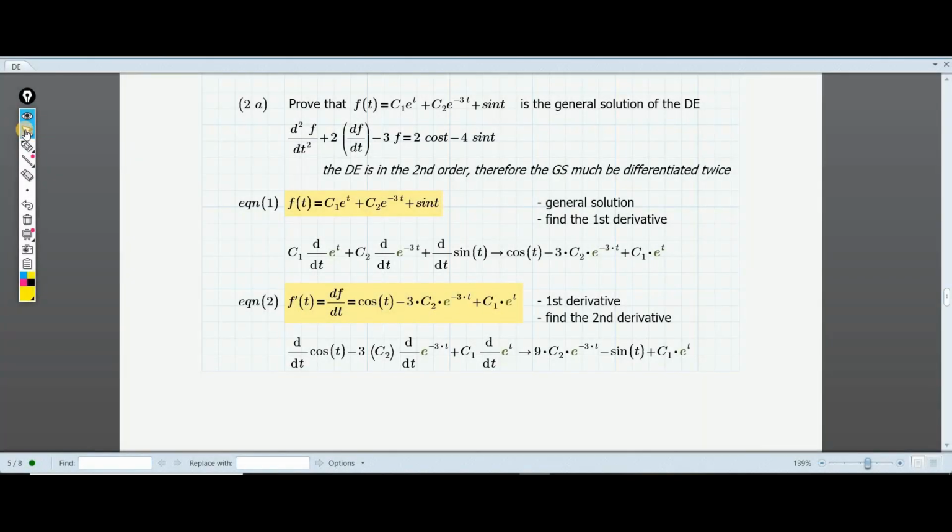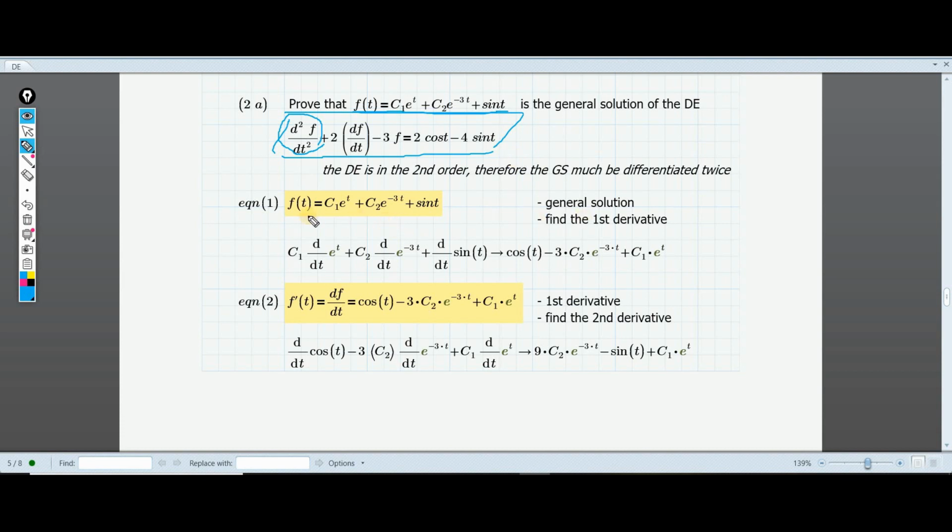Okay, so practice tayo ng proving. So, let us prove that this general solution here is actually the general solution of the given differential equation here. Ayan. So may take note tayo. Tingnan natin. Itong ating DE. Saan yung ating DE? Ito yung ating DE. Ay nasa second order. Second order siya. Yan. The highest derivative. So therefore, ang gagawin natin, i-differentiate din natin siya ng dalawang beses.